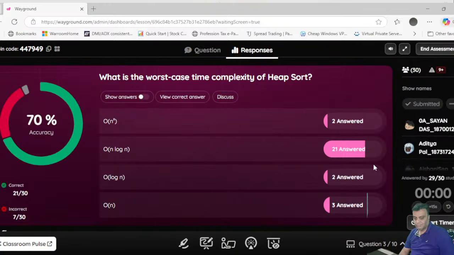Okay. So net 90% of the times heap sort, merge sort, quick sort will be n log n, right? And the remaining 10% of the times, those exceptional scenarios you'll have to remember. But 90% of the time, it will be n log n only.